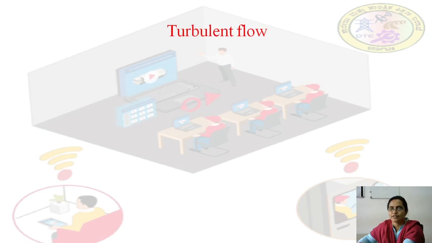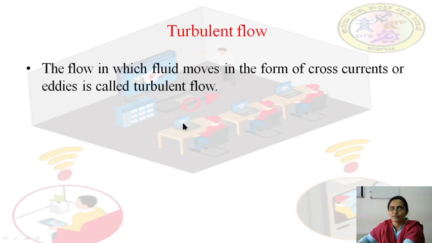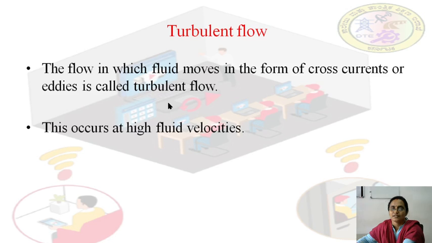Then turbulent flow. Turbulent flow is the flow in which there will be disturbances in the flow. The flow in which fluid moves in the form of cross currents or eddies is called turbulent flow. So in this type of flow there is disturbance and the fluid moves in an irregular pattern. This type of flow occurs at very high fluid velocities.